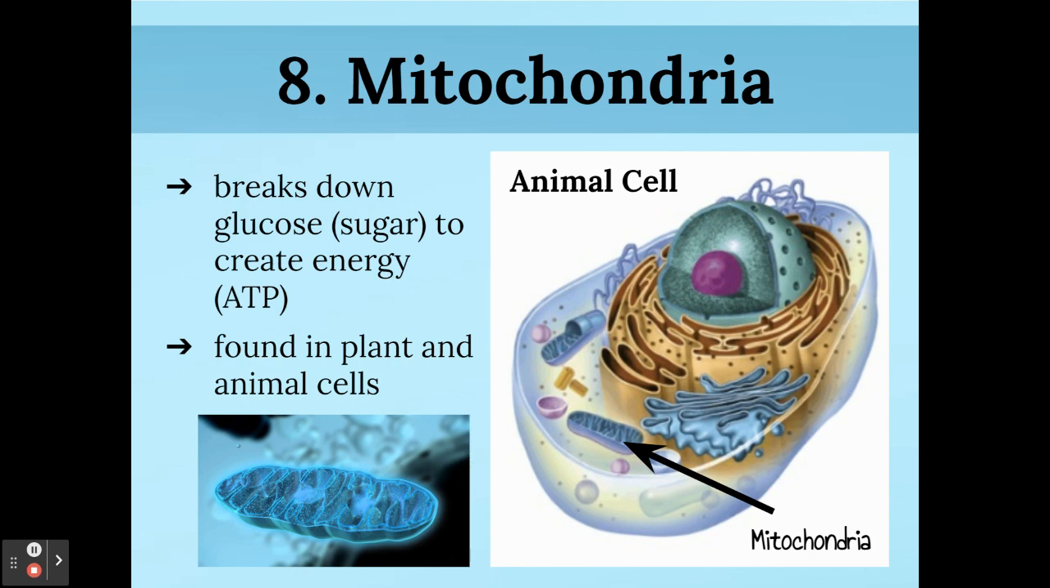The mitochondria are going to be found in eukaryotic cells. They are going to create energy for the living thing. So they do this by breaking down sugar, specifically glucose sugar, and they use that to make an energy called ATP.